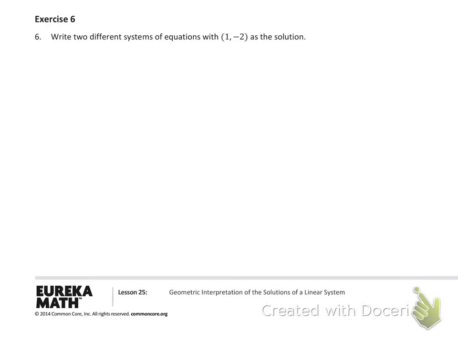Okay, so exercise 6 is optional and the answers will vary, but you are challenged to write two different systems of equations with the point 1, -2 as the solution. So some strategies you might try would be just to start with the grid, start with your grid and solution, and write some equations off of that.